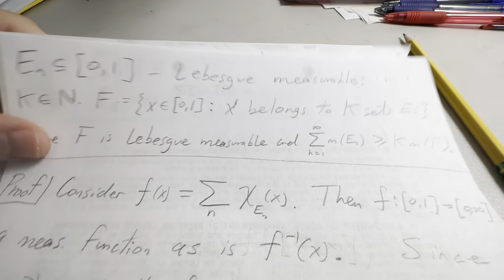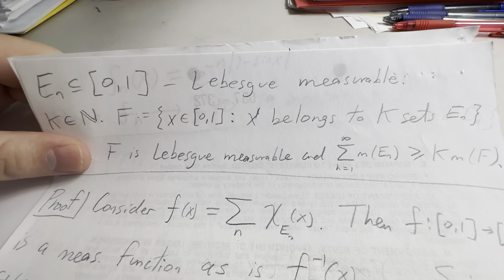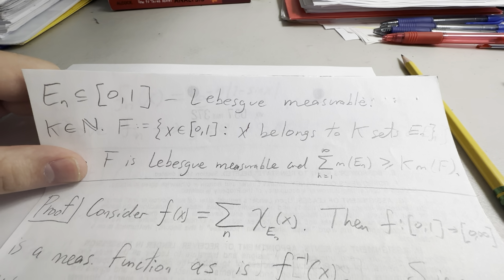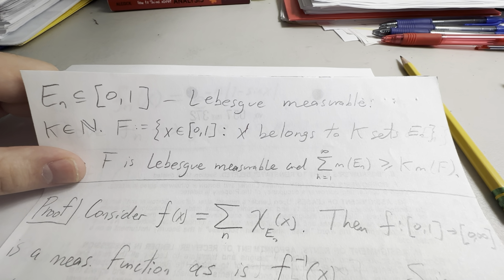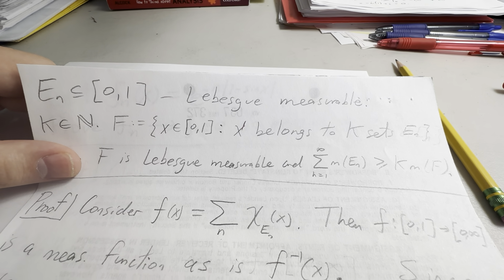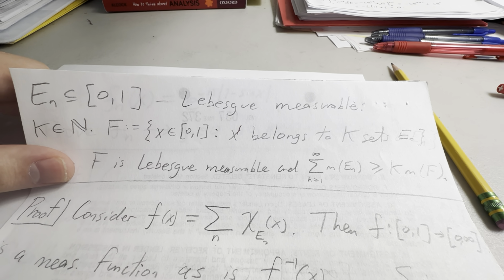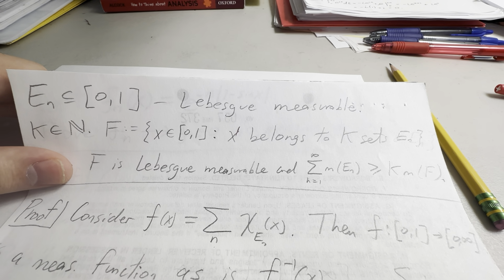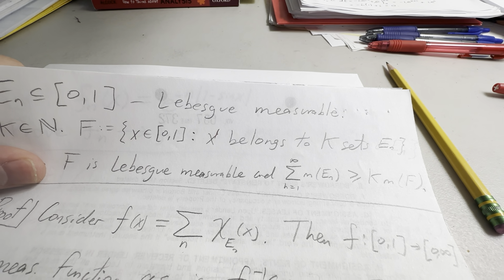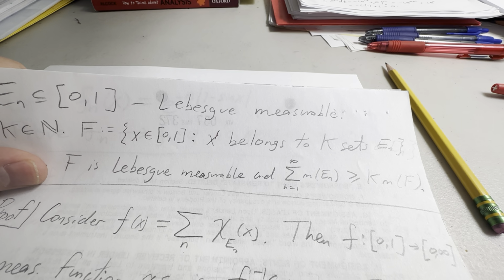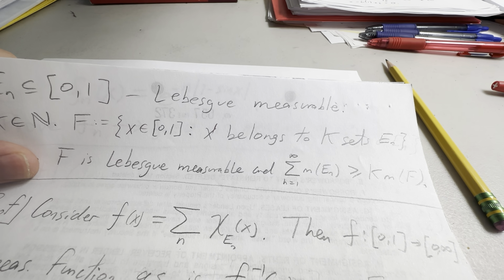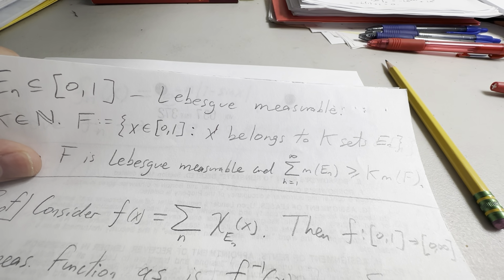Problem 2. We have a family of Lebesgue measurable sets inside the unit interval 0 to 1. I label them E_n. We let k be a natural number, and we define the set F to be all the points inside the unit interval such that x belongs to k sets E_n. So that means that there are k sets in the family to which x belongs.